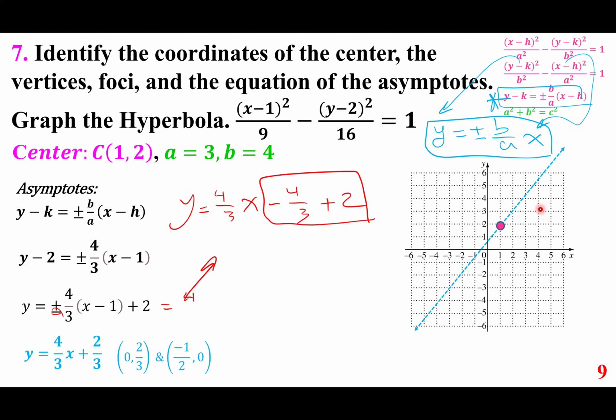Now the second one, let me use a different color. Y is minus 4/3 x. Minus times minus plus 4/3, and then plus 2, 6/3, they add up to 10/3.